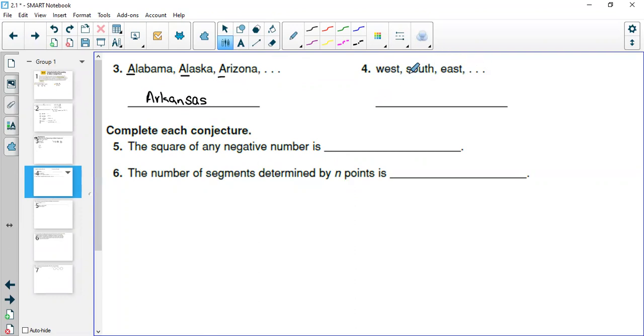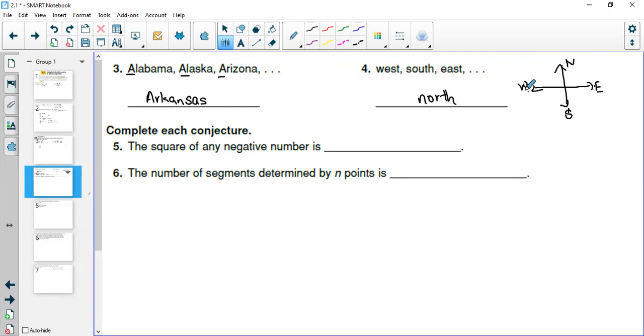Now definitely you could say that they're talking about the four directions. We have the four main directions, so the missing direction comes next. So here are the four directions for you. Always we start with north, south, east, and west. So here we have west, south, east. So what's missing? North is missing.